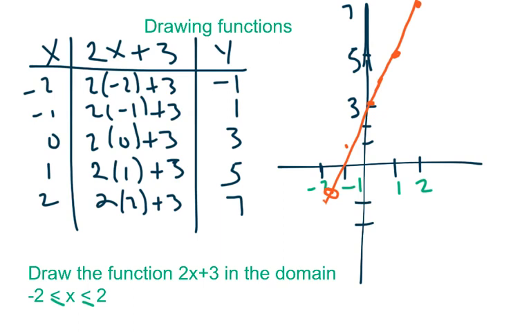You're going to plot all these dots here first. Then you join them with a ruler. I didn't have a ruler on my computer here. You draw it up here. And now you have drawn the function 2x plus 3 in the domain from minus 2 to plus 2.